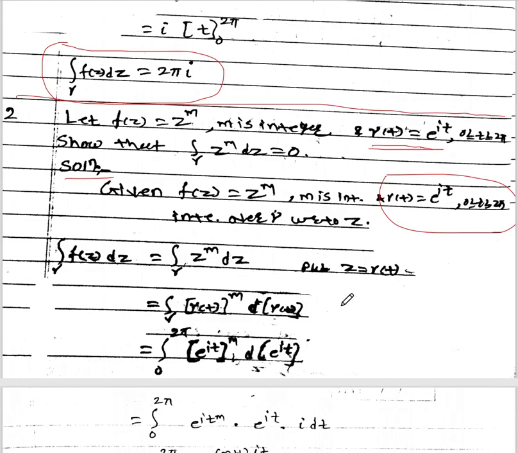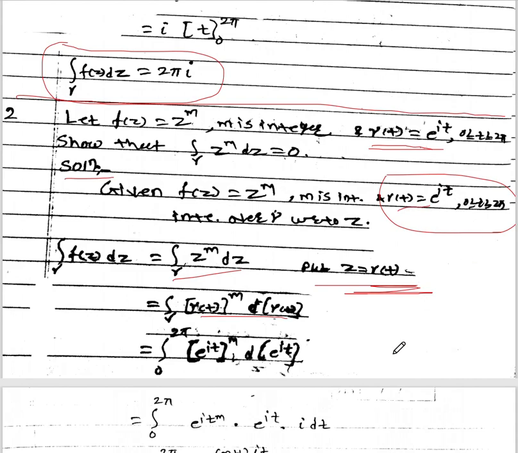Okay. Now here we will put z equal to gamma of t. So integral over gamma of t to the power m times derivative of gamma of t. But we know that gamma of t is given as e raised to power it. So we can replace gamma of t by e raised to power it, and the integral will convert to 0 to 2 pi. Okay, so integral 0 to 2 pi, this is the limit for t, 0 to 2 pi, e raised to power it, to the power m, derivative of e raised to power it as it is. Okay, so here we have replaced gamma of t by e raised to power it.